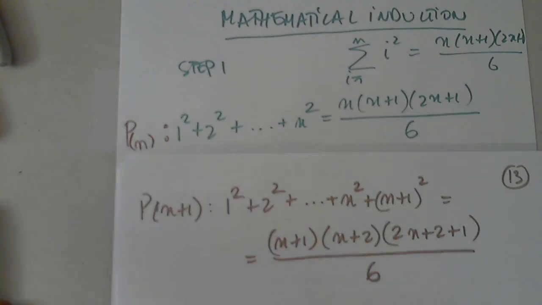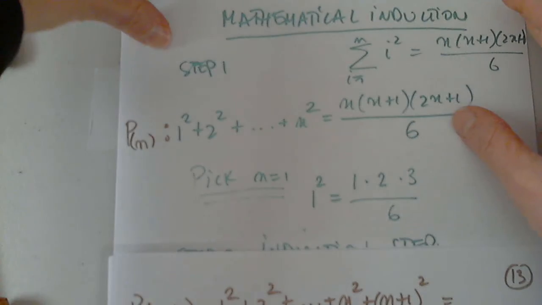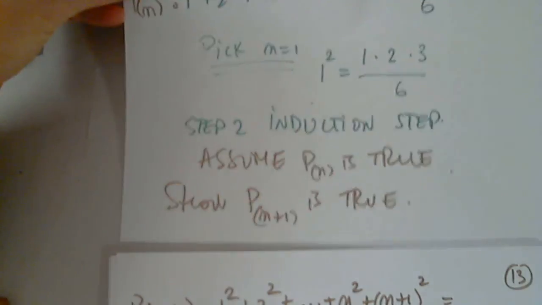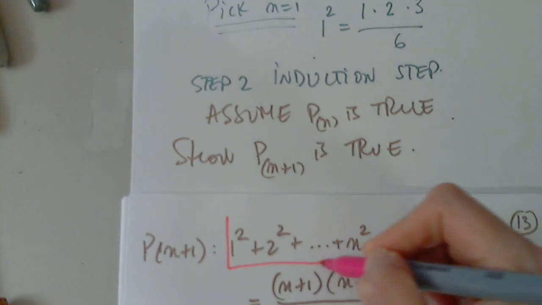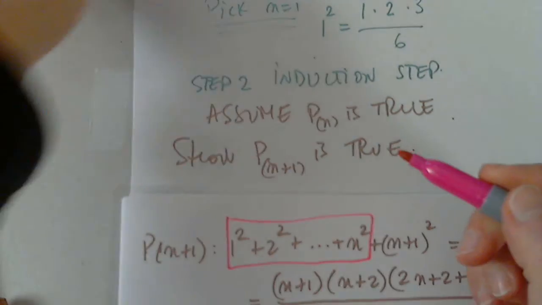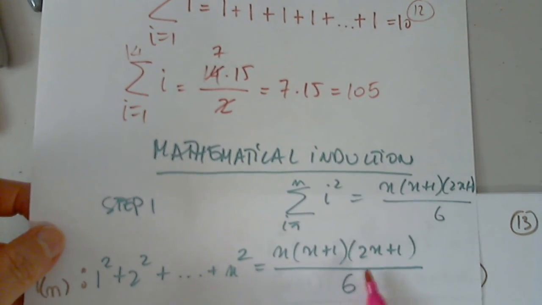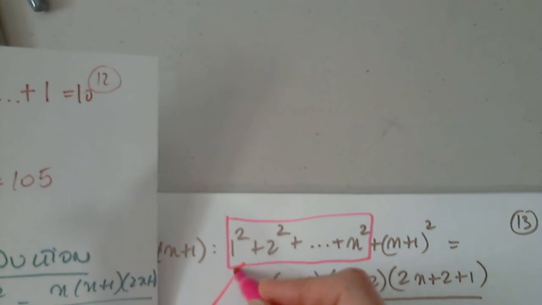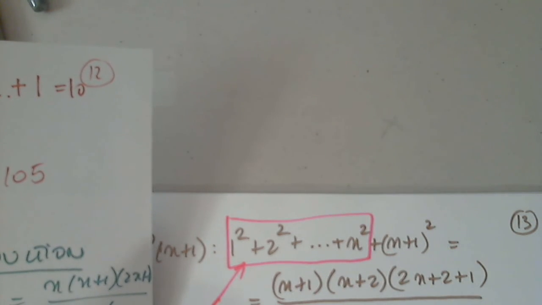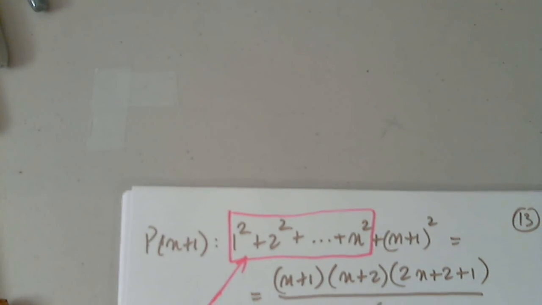At this step, I will say, well, wait a minute. Because I assumed that the statement Pn is correct, then it means that I can replace all this, because I assumed it to be true. I can replace it with this. They are the same. All this can be replaced by n plus 1 to n plus 1 divided by 6.